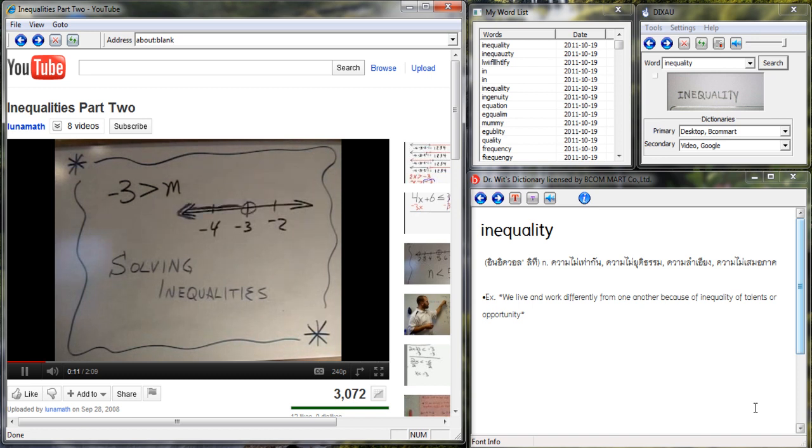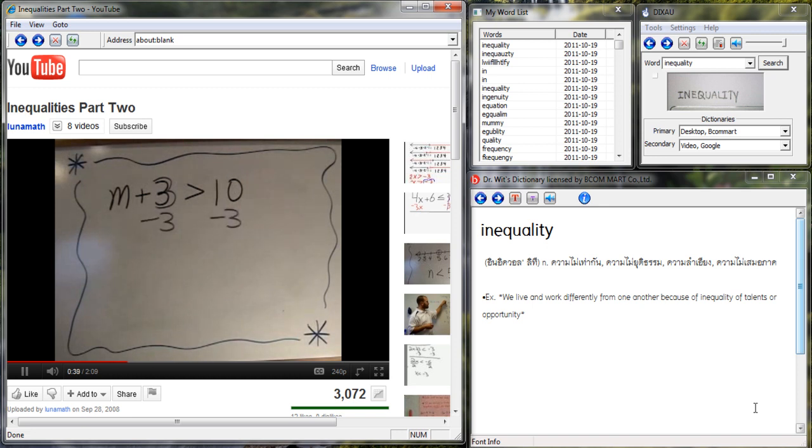Now that we know how to graph inequalities, let's make these questions more interesting. Let's see how we would graph all the values for m that make this statement true. m plus 3 is greater than 10. Well, we begin by solving this the same way we solve an equation. We collect all the constants, all the numbers, together. In this case, we need to remove this 3. And we do that by subtracting a 3 from each side of the inequality.